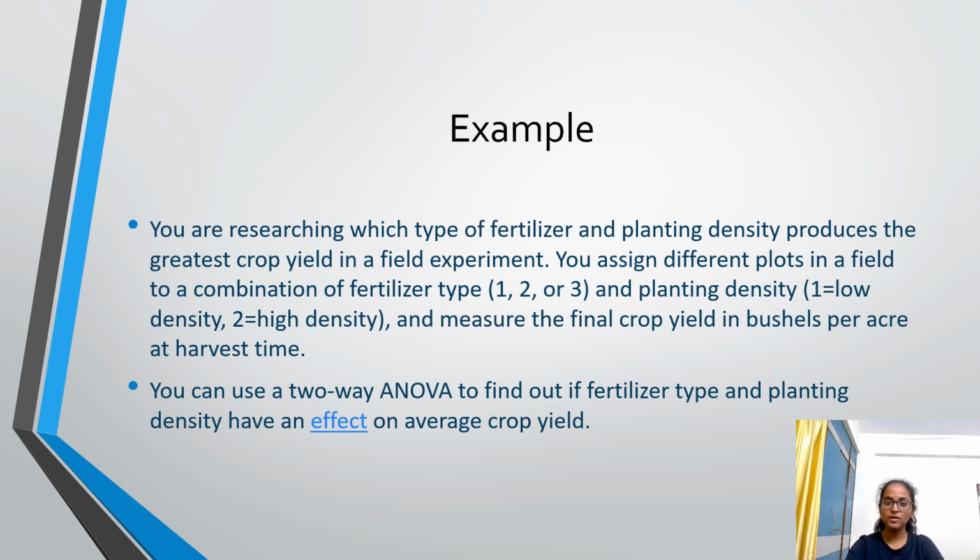You are researching which type of fertilizer and planting density produces the greatest crop yield in a field experiment. So you assign different crop plots in a field to a combination of fertilizer type 1, 2 or 3 and planting density 1 for low density and 2 for high density, and measure the final crop yield in bushels per acre at harvest time. So now you can use a two-way ANOVA to find out if fertilizer type and planting density have an effect on average crop yield.